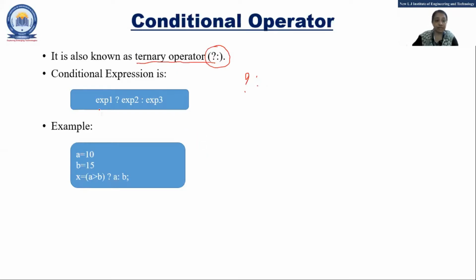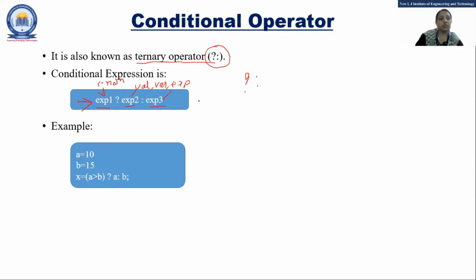Now the way in which you use it in C is expression 1, question mark, expression 2, and then colon and expression 3. Expression 1 should be some condition, that means you need to use a relational operator. Expression 2 can be anything: a value, a variable, or an expression. Expression 3 also can be a value, a variable, or an expression.